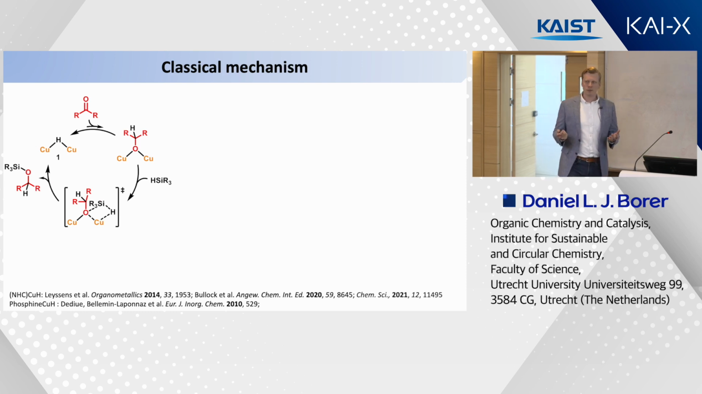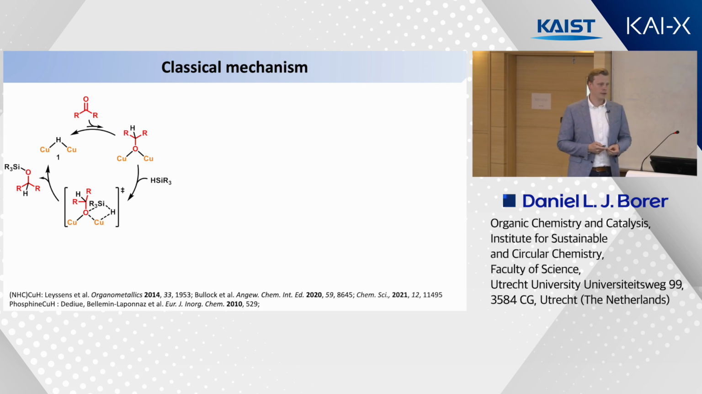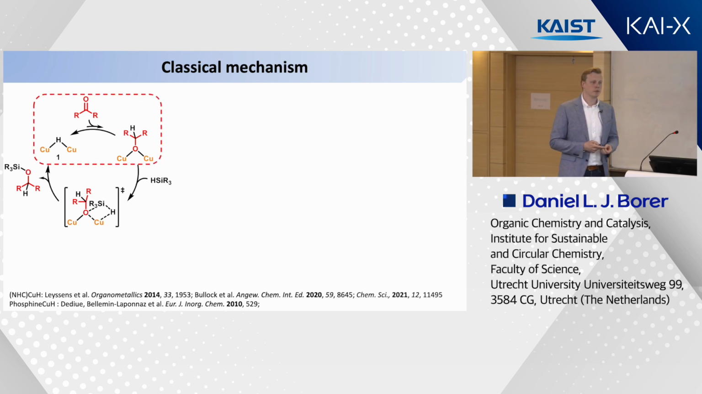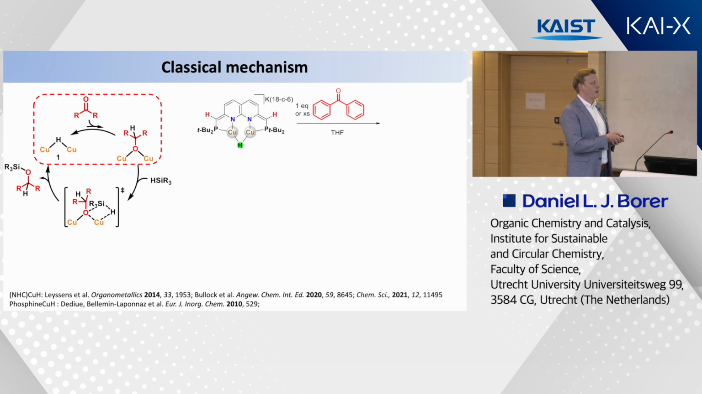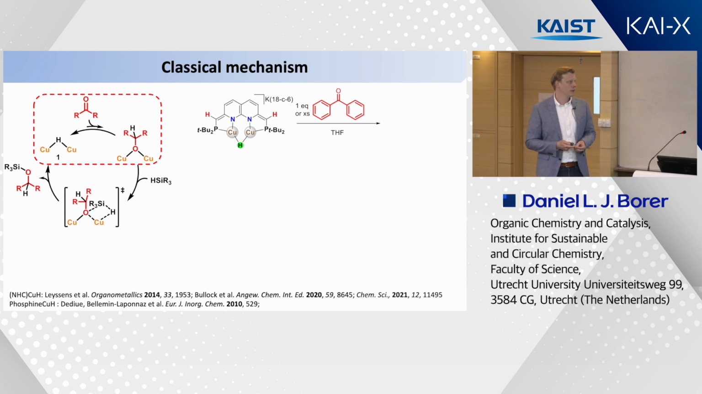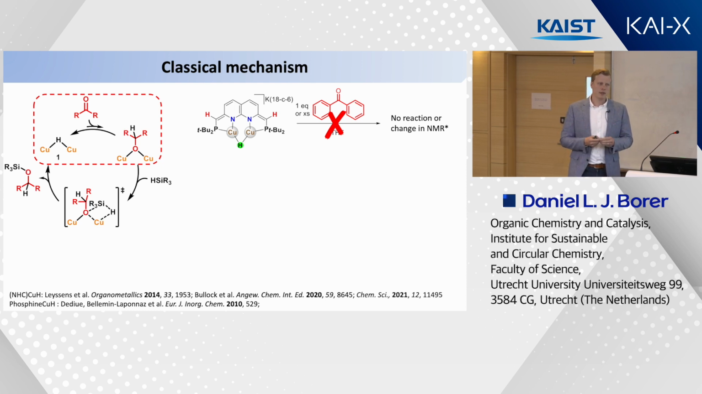So if you look at the classical mechanism of ketone hydrosilylation, we have a copper hydride, you add a ketone, it inserts to form this alkoxide, then a silane comes in, and subsequently via a concerted pathway, you make the silyl ether and you reform the copper hydride. We thought, easy. We just need to prove that we have hydride insertion. So we took our copper hydride, we added 1 equivalent or an excess of the ketone, and we saw no reaction happening. No changes in NMR, but at large excesses we did see some slight shifts in some of the resonances, but basically nothing happening.